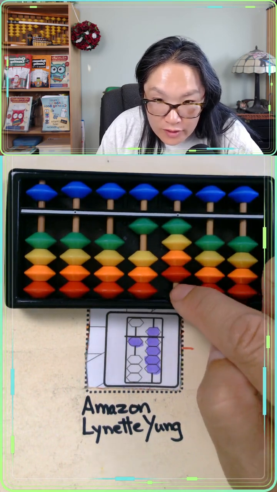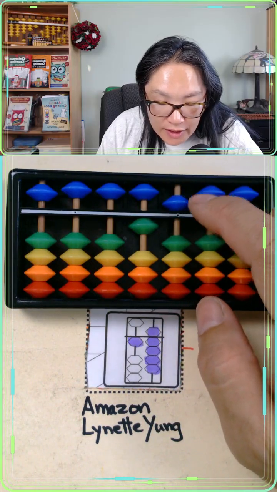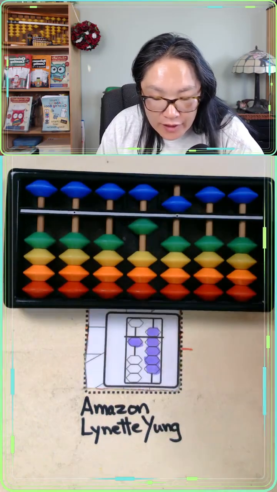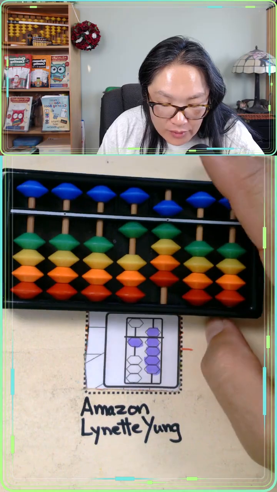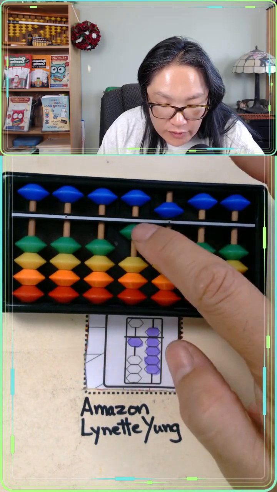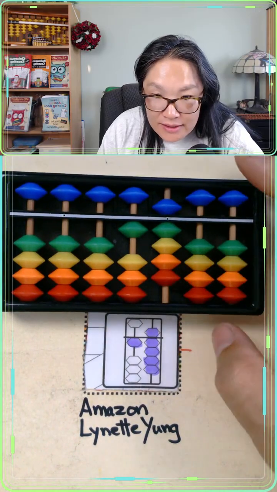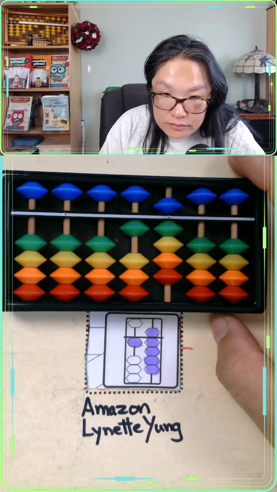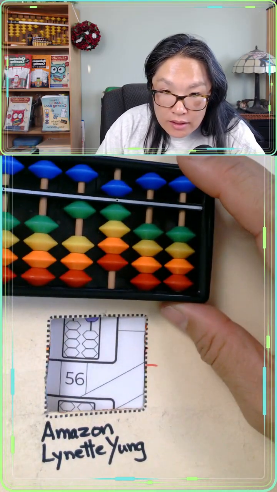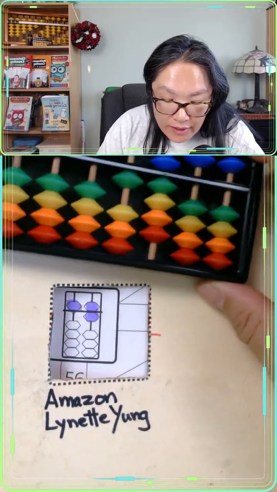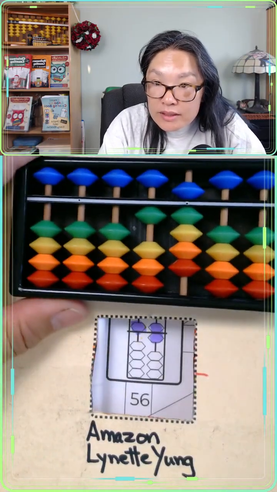If I have 4, that would be 4. This is 15, 1 and 5. But when we're looking, the top bead is always a value of 5, and then we add 6, 7, 8, 9. We're counting on from 5. So we have 15, and then we do 16, 17, 18, and 19. That's what it is, 19. So that's what 19 looks like. And then we have this. That number is what?